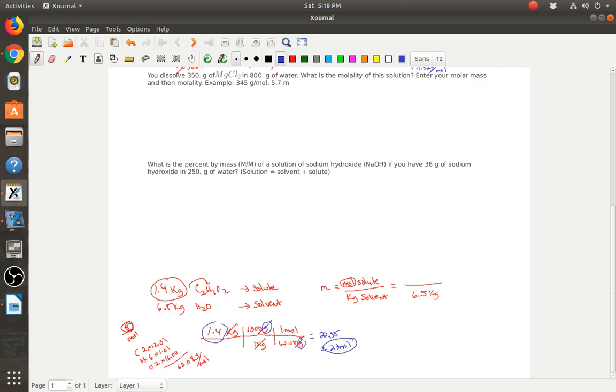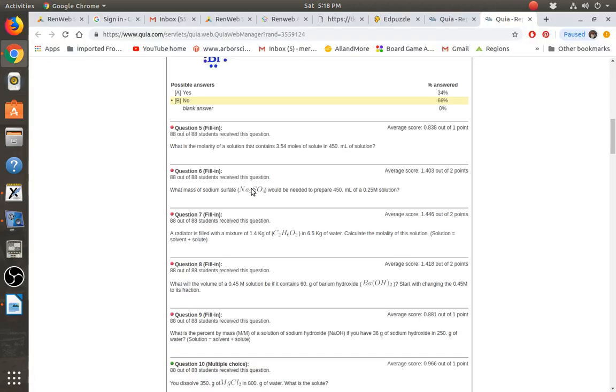And so now I take the 23 moles and I put it on top here, so I can calculate molality. So 23 moles divided by 6.5 kilograms was 3.5 little m for molal. 3.5 molal. So that was that question. All right, so back to the quiz. So that was this question here, number 7. Number 8 I worked out.